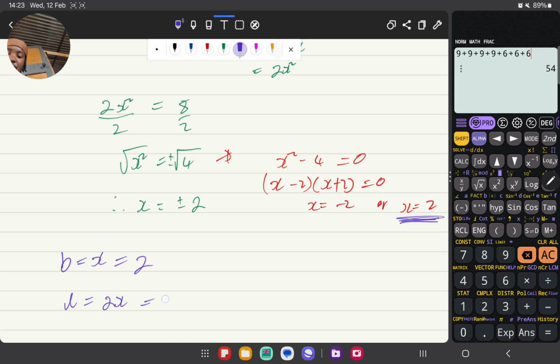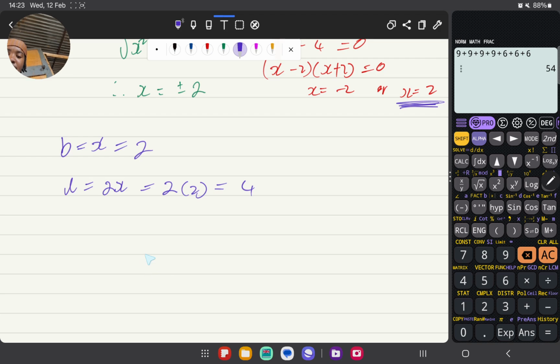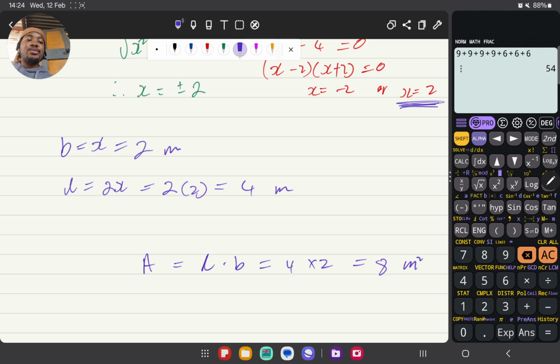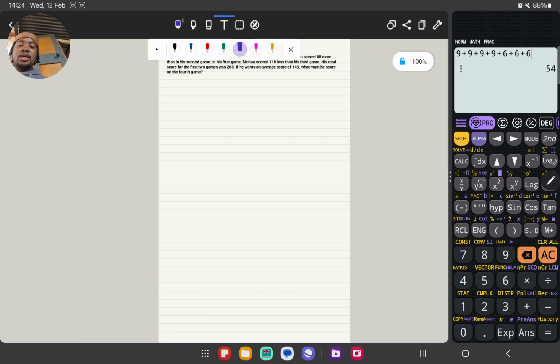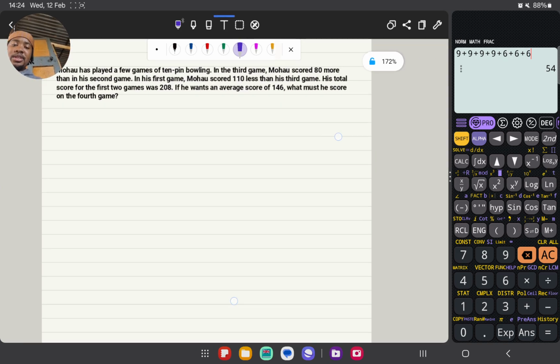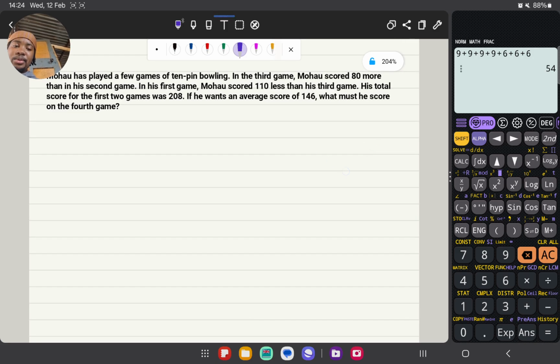2x, is gonna be 2 times 2, which is 4. So you take that 4, you find the area, which is length multiplied by breadth. That's gonna be 4 times 2, which is what? Bang! It gives you 8 meters squared, of course. So the dimension is gonna be 2 meters and 4 meters. Then you're done with this problem, right? Cool stuff. I believe this is the last problem we have on the word problems.